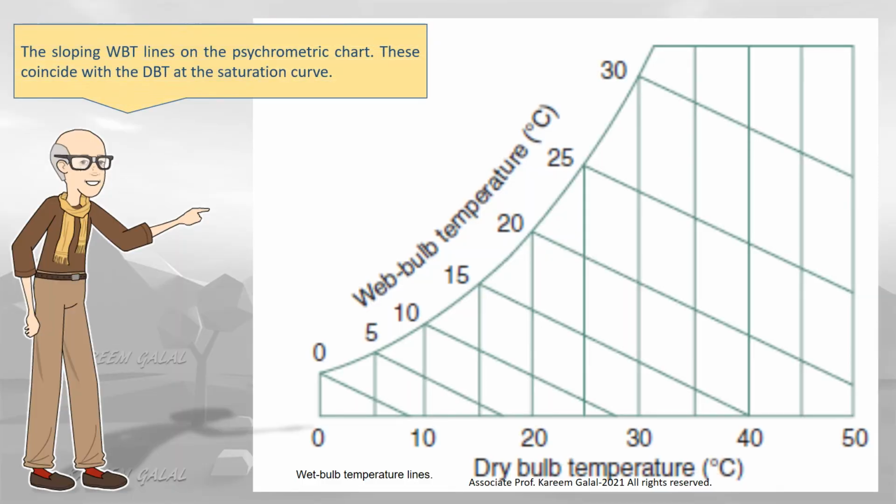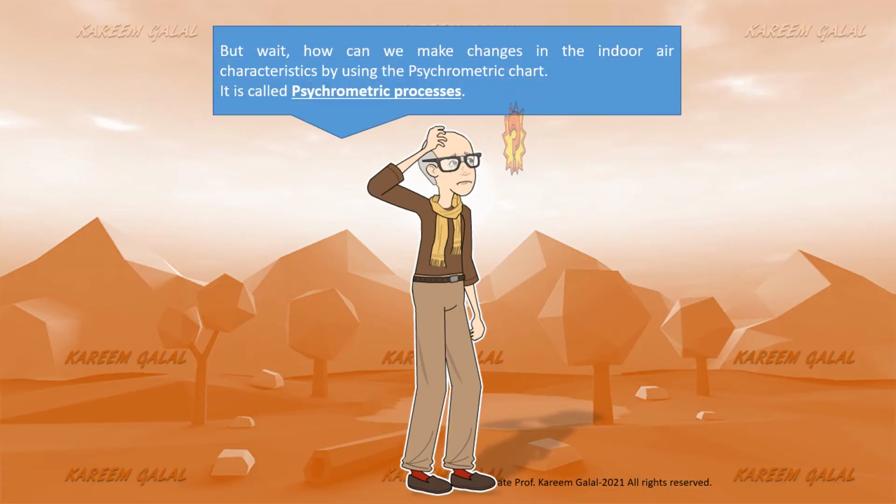The sloping WBT lines on the psychrometric chart coincide with the DBT at the saturation curve. But wait, how can we make changes in the indoor air characteristics by using the psychrometric chart? It is called psychrometric processes.